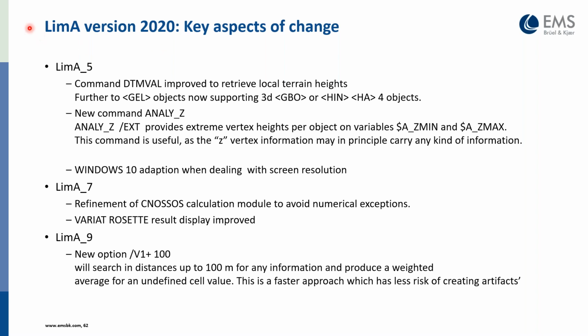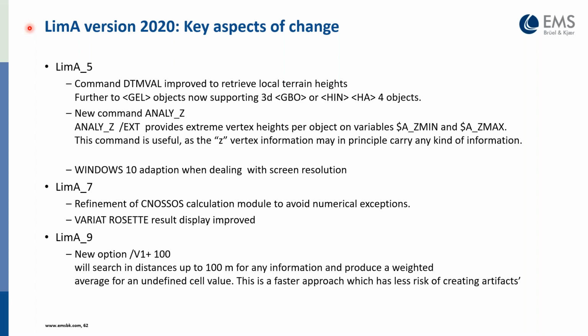As far as those are the major changes in Predictor for version 2020. Likewise, for LimA version 2020, there are the following, I'll call them highlights, key aspects of the change in 3 of the modules. So you've got LimA 5, which is a user interface module. You've got LimA 7, which is the calculation module. And you've got LimA 9, which is the analysis module. And there's some pretty key changes in each of these 3 modules.